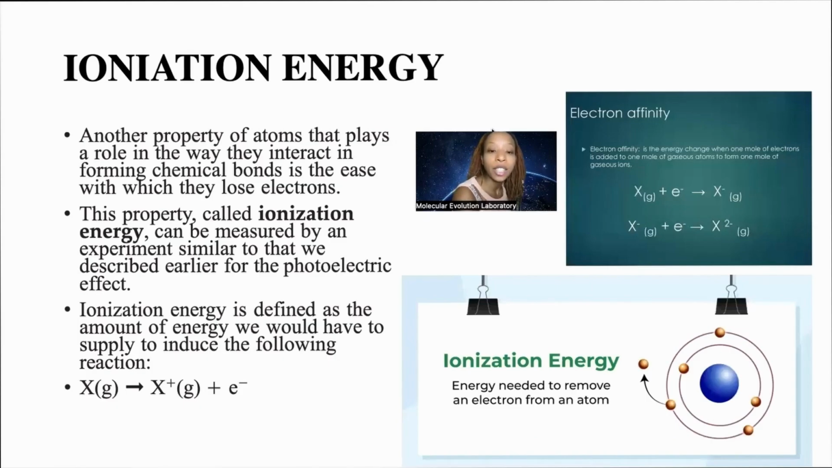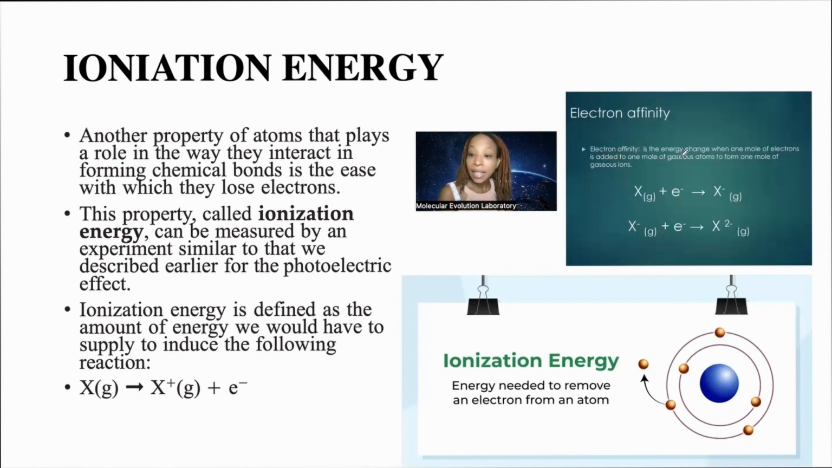Another property of atoms that plays a role in the way they interact in forming chemical bonds is the ease with which they lose electrons. This property, called ionization energy, can be measured by an experiment similar to that we described earlier for the photoelectric effect. The ionization energy is defined as the amount of energy we would have to supply to induce the following equation: X(g) produces X+(g) plus an electron. So ionization energy is the energy needed to remove an electron from an atom.